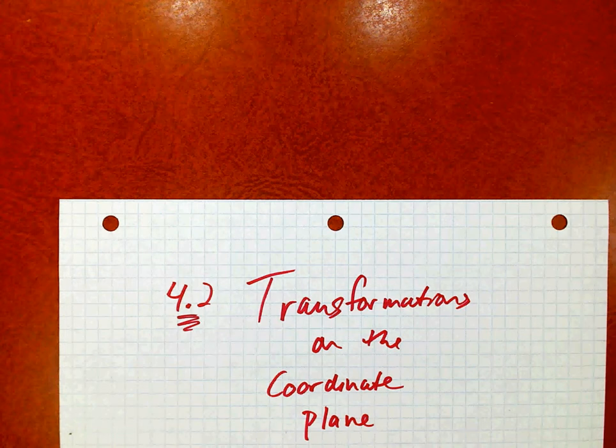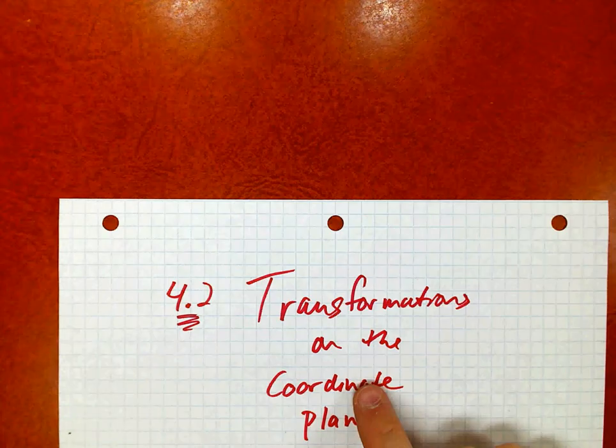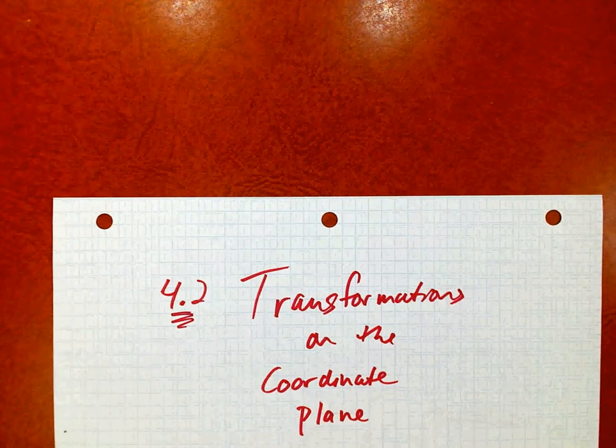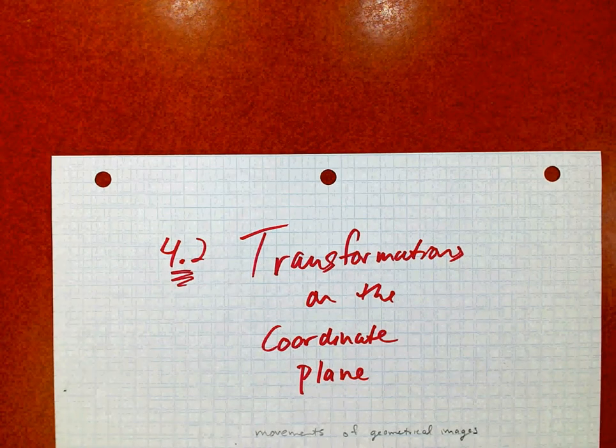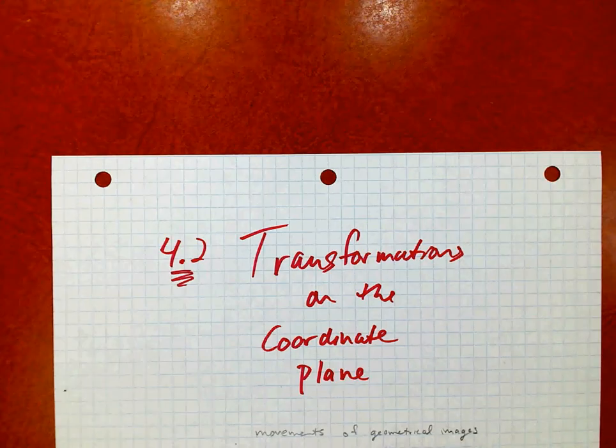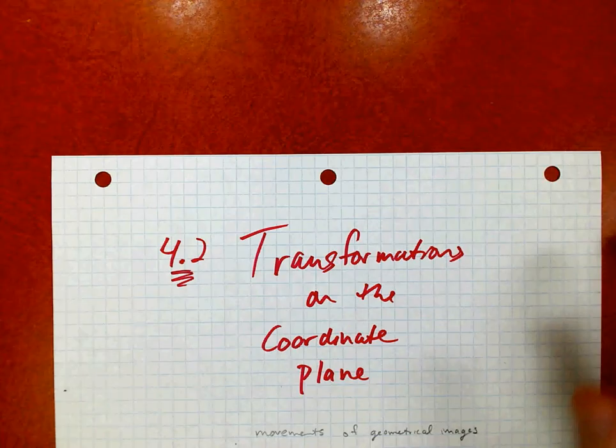Following our discussion of the coordinate plane the other day, we are now going to be focusing on some transformations in the coordinate plane. A transformation is nothing more than a movement of a geometrical image. There are 4 different types of transformations. Let's go ahead and write down all the different kinds.